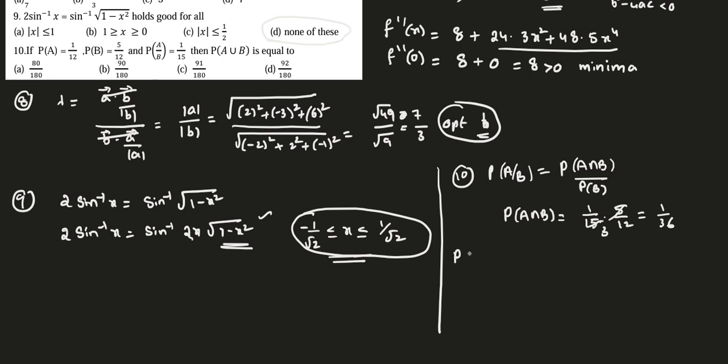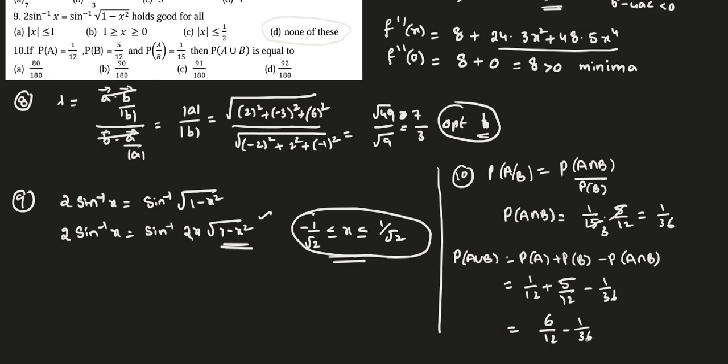Now let us go for probability of A union B: probability of A plus probability of B minus probability of A intersection B. See, probability of A is 1 by 12, probability of B is 5 by 12, and minus 1 by 36. The first part is 6 by 12, minus 1 by 36. LCM is 36, and 6 threes are 18, minus 1, 17 out of 36.